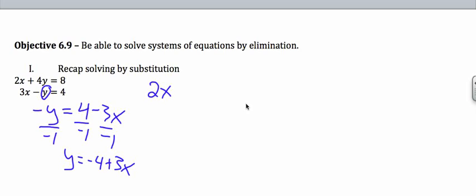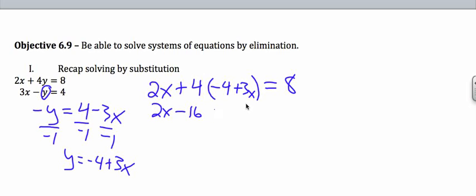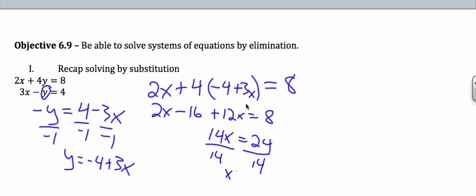Again, you're going to write everything exactly the same except where the y is supposed to go. See, everything's there except where the y is supposed to go, you stick what it is in terms of x in parentheses. All we got to do now is plug in, and we get 2x minus 16 plus 12x equals 8. I'm going to combine my like terms and add 16 to both sides. I get 24 over here. This one's a little bit awkward because we don't get a nice whole number. We get a fraction. We get 12/7. Okay, but guess what? That's not really a big deal because we can deal with fractions.